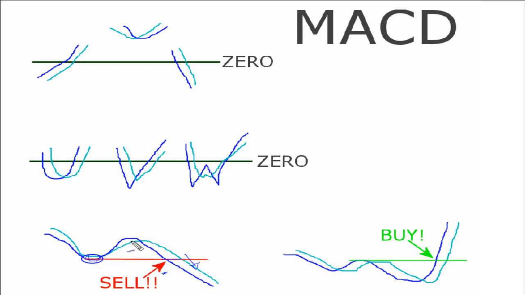The MACDs do their thing. The next time they move back below this line here with a crossover, then that level there is a confirmed sell signal, because now what was the low has been taken out to the downside. So that's a sell signal.